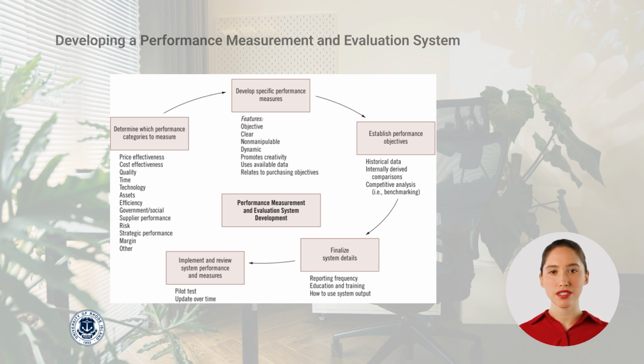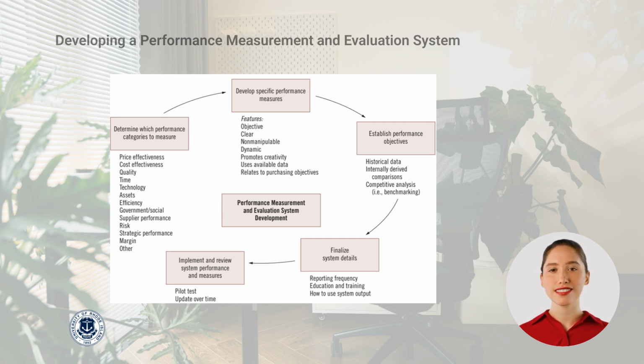After defining the measures, organizations must establish performance objectives. These targets can be based on historical performance data, internally derived comparisons across departments or time periods, or competitive benchmarking against other organizations or industry standards. The next stage is to finalize the system details. This includes determining how often performance will be reported, providing education and training for employees who will use the system, and ensuring that decision-makers understand how to interpret and apply the system's outputs.